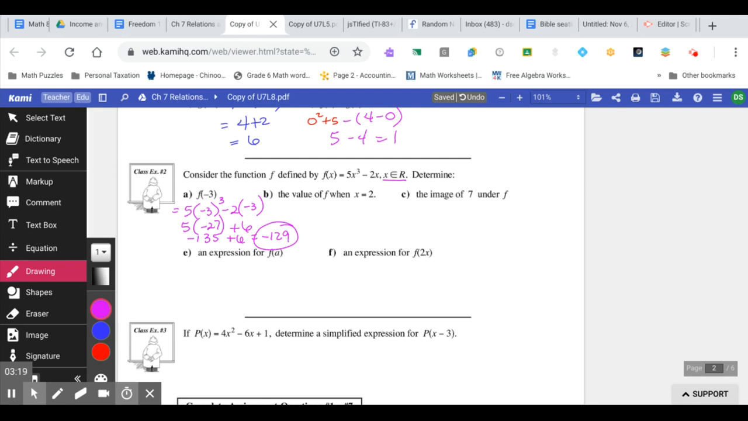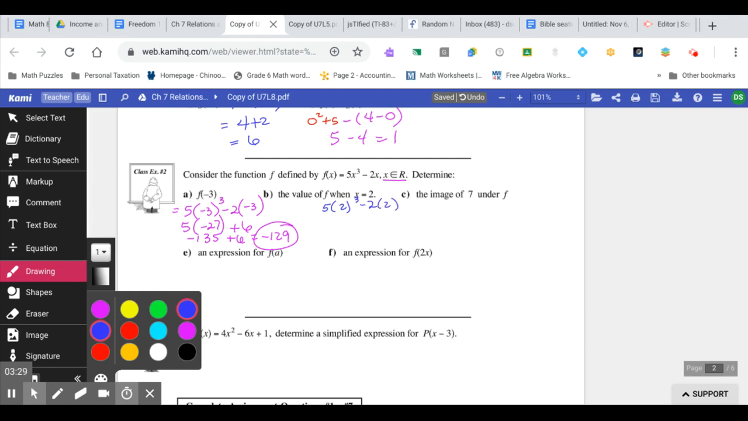Okay, let's go over here for letter B. It says find the value of f when x equals 2. So now everywhere we see an x, we're going to put a 2 instead. So this is 5 times 8 minus 4, which is 36.